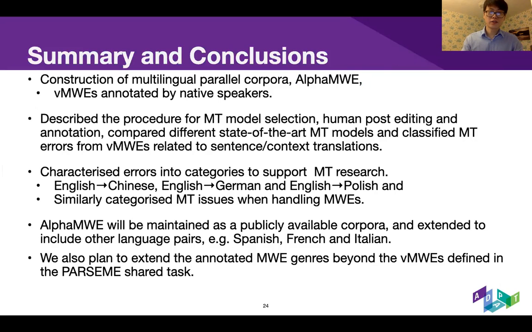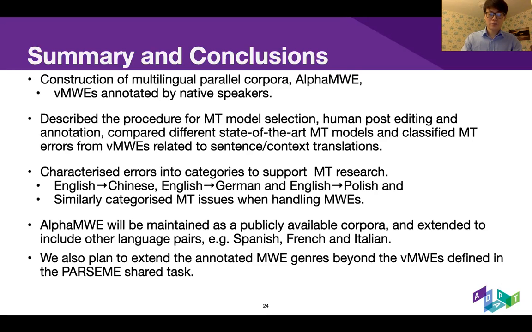Overall, in this paper, we introduce the construction of a multilingual parallel corpora. We call it AlphaMWE, and we did verbal multiple expression annotation as a pioneer, by all native speakers of the target language. We described the procedure of machine translation model selection, human post-editing, and annotation, compared different state-of-the-art MT models, and classified the errors MT models made in verbal multiple expression related translation. We do hope this will help the machine translation researchers focus on one or several of them in the future to address it. We also categorize the errors from English to Chinese, as well as English to German, English to Polish.